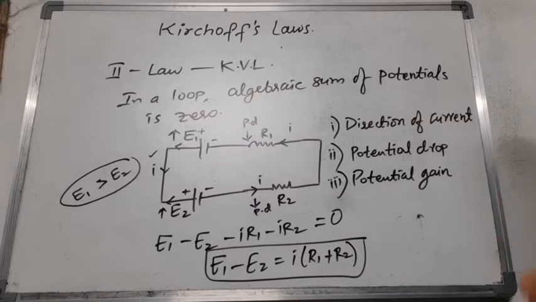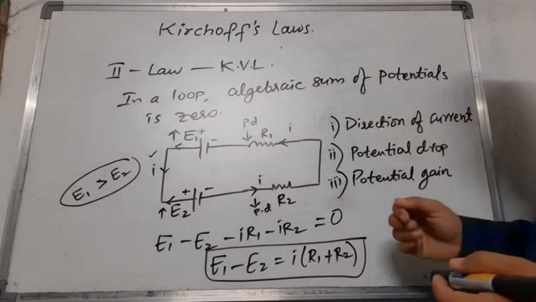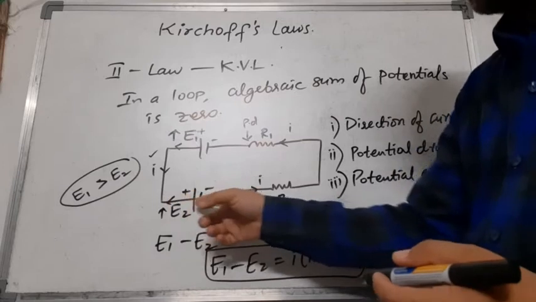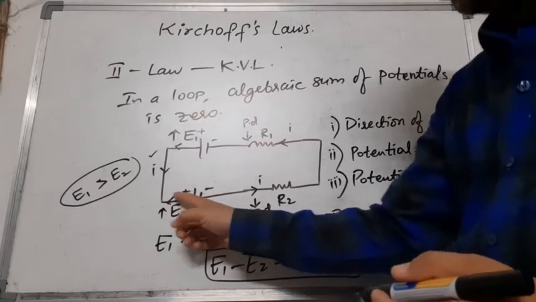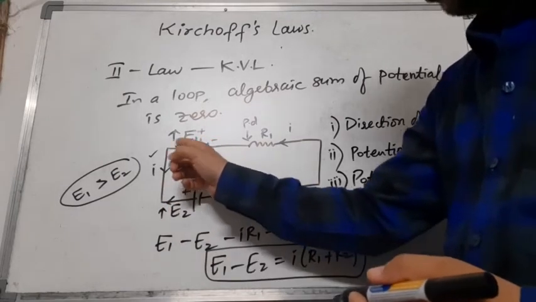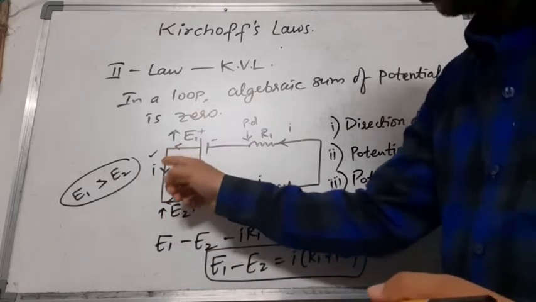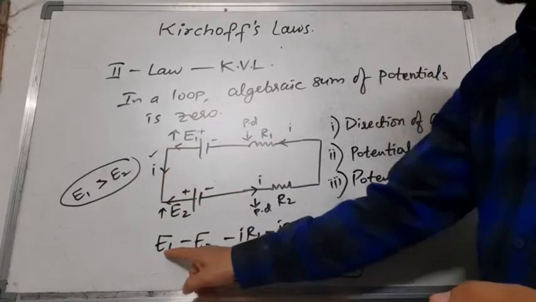If the currents are coming in the opposite direction, we have to take minus. Here the current is flowing in opposite directions. In this battery the current is flowing in this direction, and in this battery the current is flowing in this direction. So they are coming opposite to each other. That's why we have taken E1 minus E2.